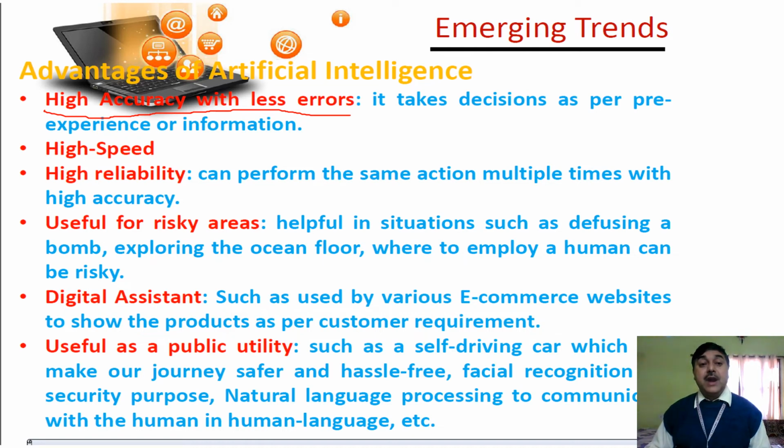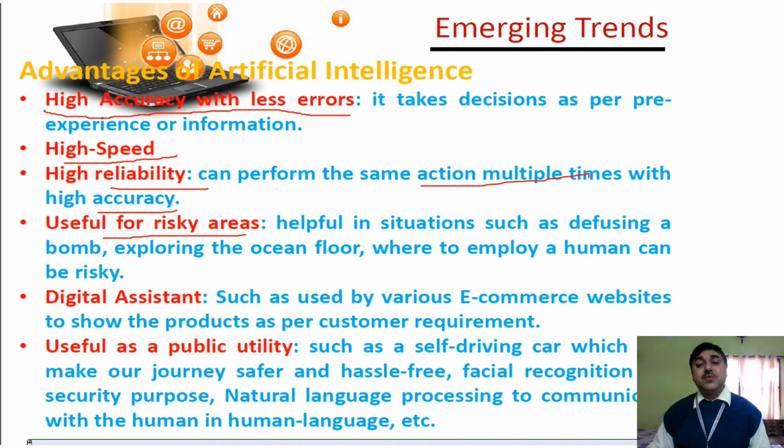Next, what we can find is high speed. As we know, we require high speed, quick accessibility of the machines. Then high reliability. High speed doesn't mean that our performance will be lost, or that the action of the machine will be lost. No, not that. It will give high accuracy of the machine. Then, useful for risk areas.